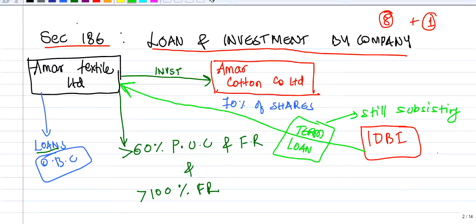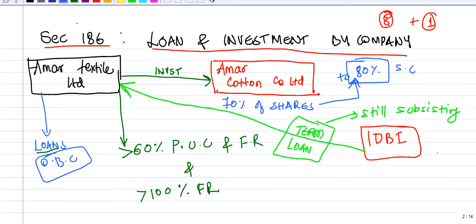Now the company wants to increase its holding from 70 percentage to 80 percentage of the equity share capital in Amar Cotton Limited. They have 70 percentage and plan to increase it to 80 percentage by purchase of additional 10 percentage shares from the other existing shareholders.